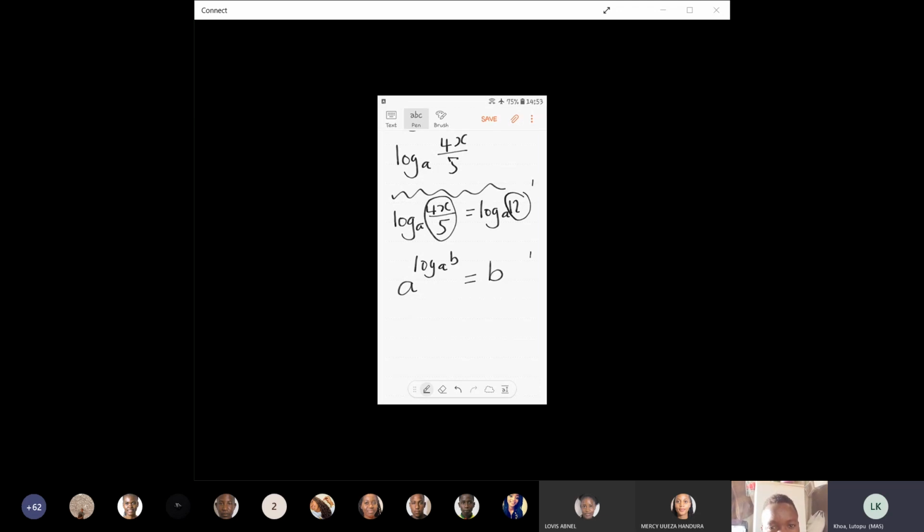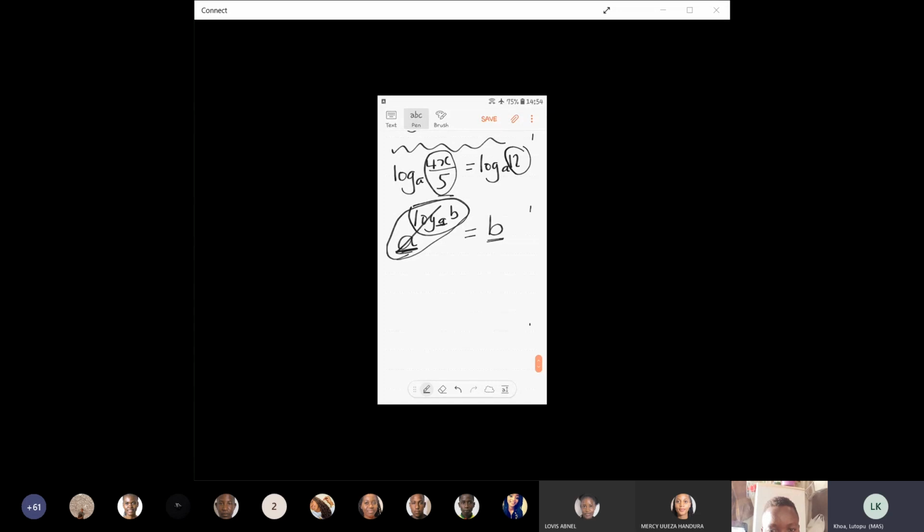So I have a base, I have an exponent whose exponent is a logarithm, okay? And the base of this exponential equation is the same as the base of the logarithm. It's like they cancel each other in a way, and I'm left with b. So you can prove that one. So either I will take both of them to the power of a, or I'm just canceling them. I say that I'm taking the same log on both sides. The answers are equal, so it means 4x over 5 is equal to 12.